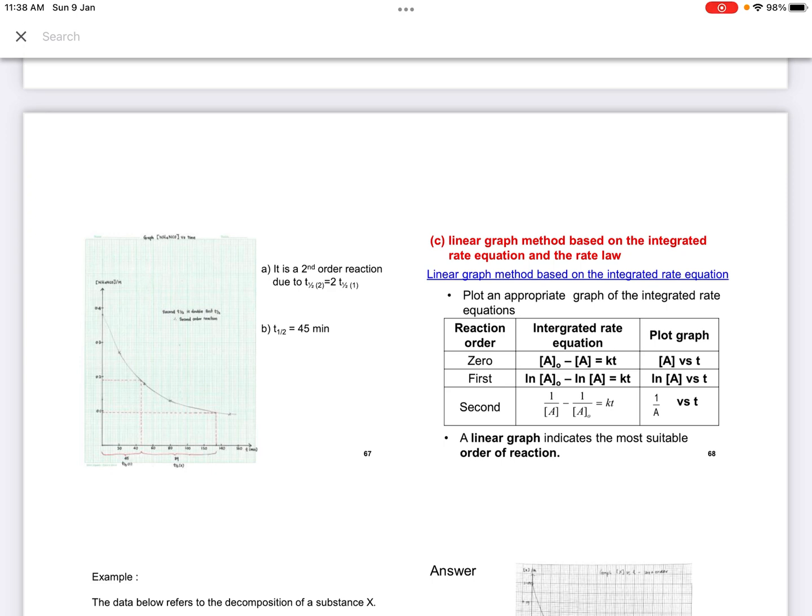The third method is linear graph method. Ini memang kena hafal integrated rate law. Okay. Untuk zero order, concentration versus time. Untuk first order, ln A versus time. Untuk second order, 1 over A versus time. Linear graph indicates the most suitable order of reaction.